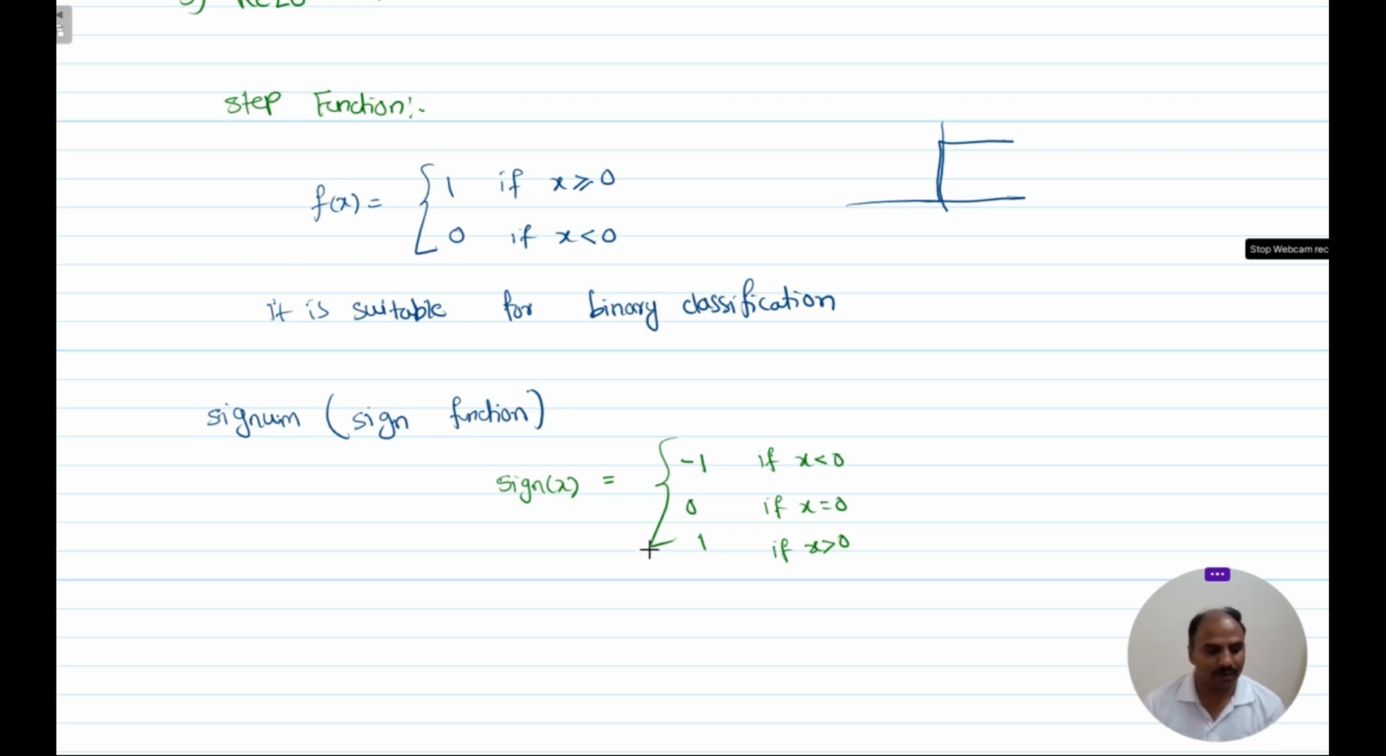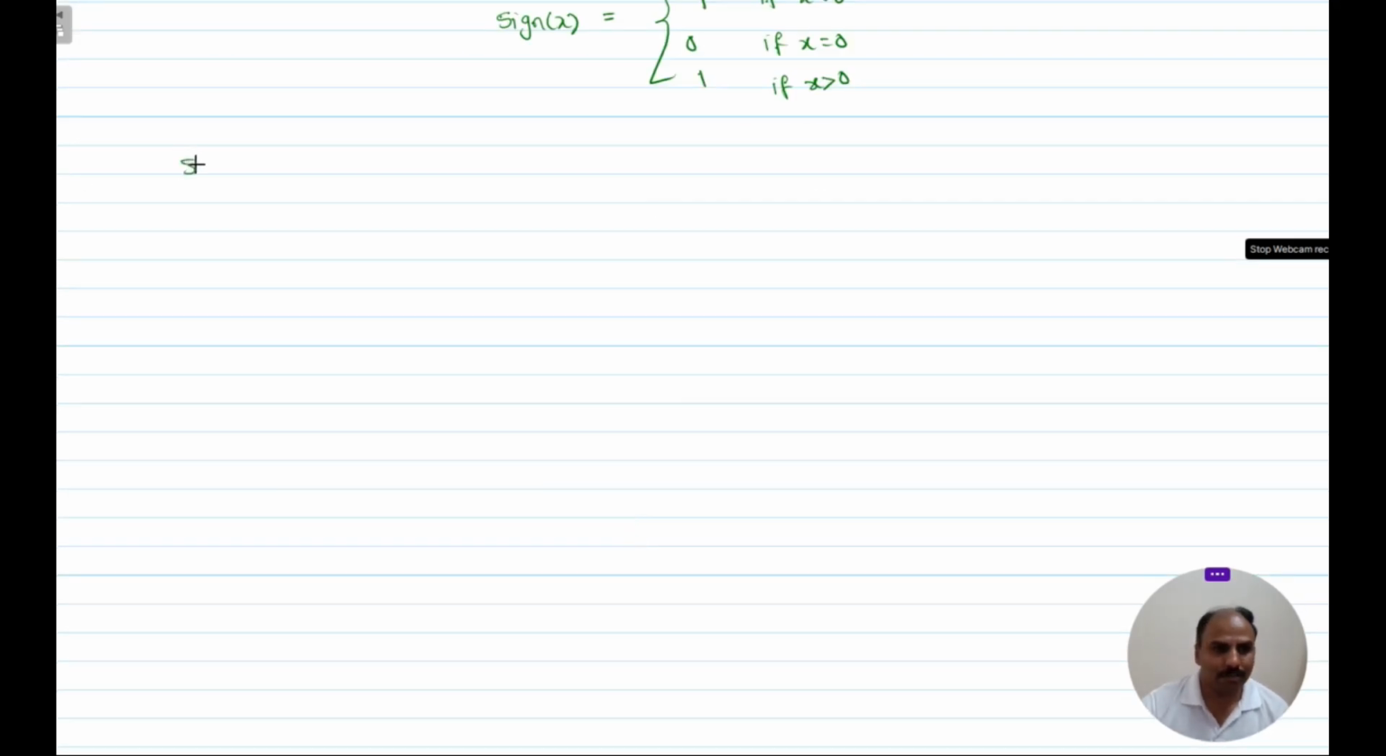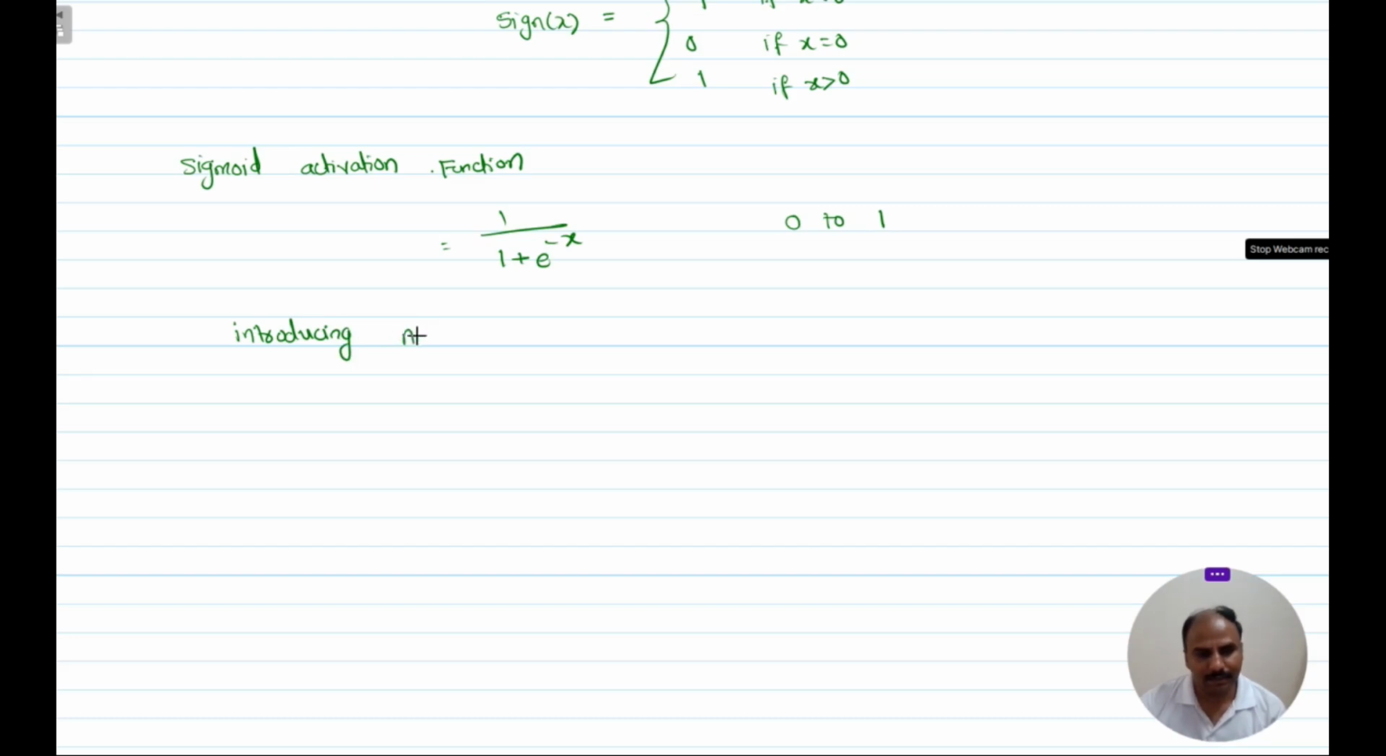Next, the third activation function is the sigmoid activation function. The formula for this one is 1 divided by 1 plus e to the power of minus x. The range of the sigmoid function is 0 to 1. One more advantage of the sigmoid function is that it introduces non-linearity and enables learning of complex patterns or problems.